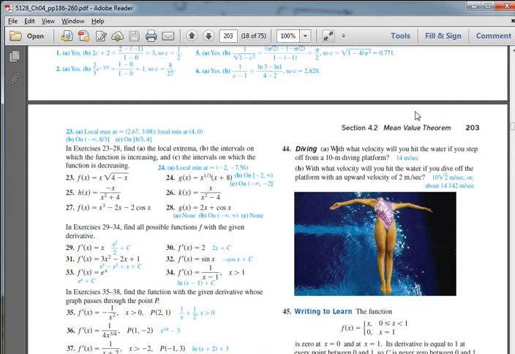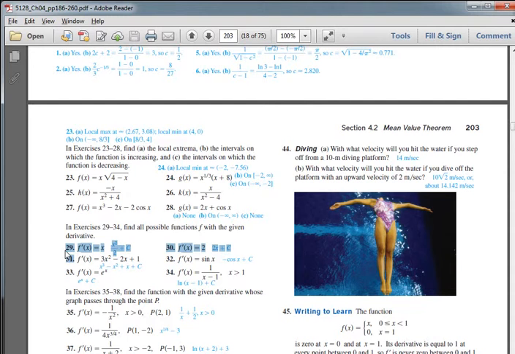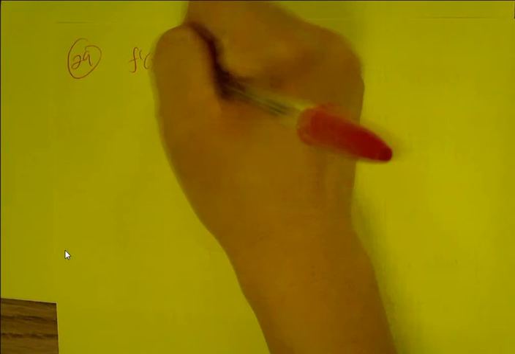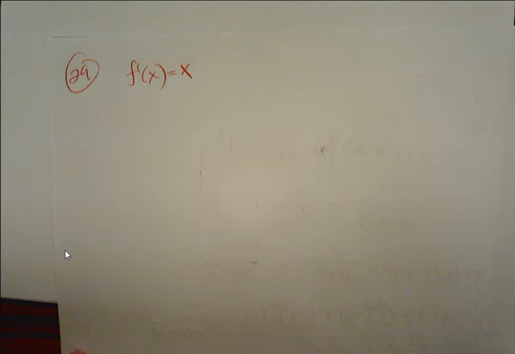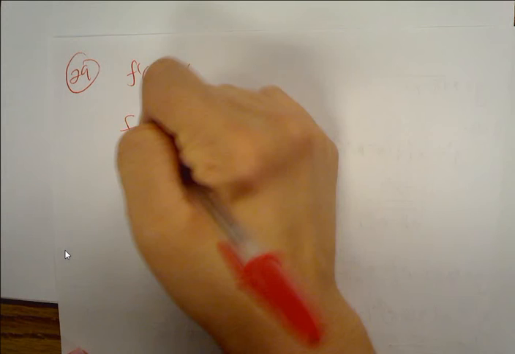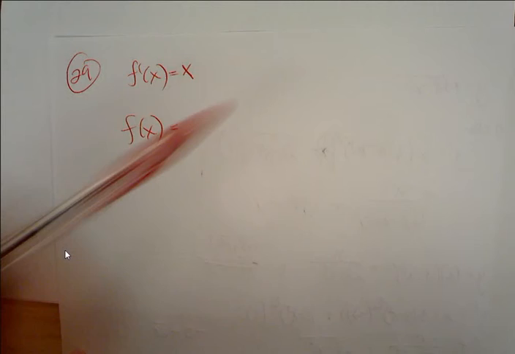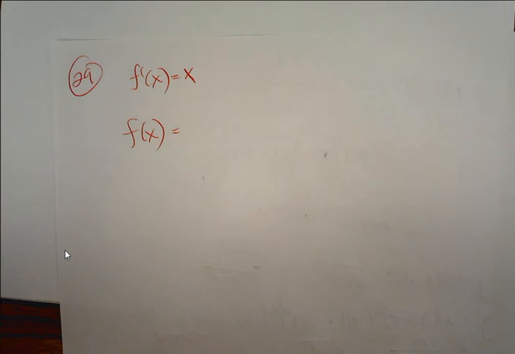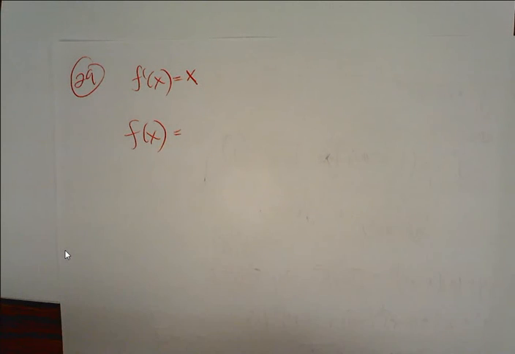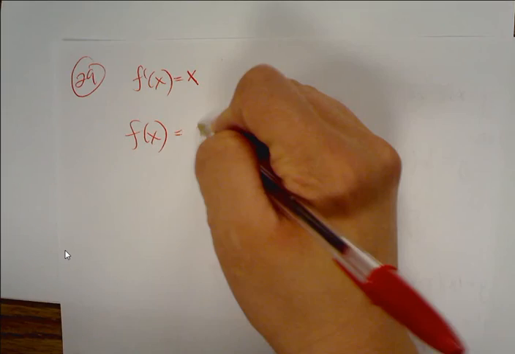Find all possible functions with a given derivative. That one? Okay. So remember, that's the whole thinking backwards thing. So if f prime of x equals x, think about what the function has to be for the derivative to come out to be x. Well, remember the power rule says that you always power down. So to go backwards, you have to power up, right? So maybe it's a quadratic, right?